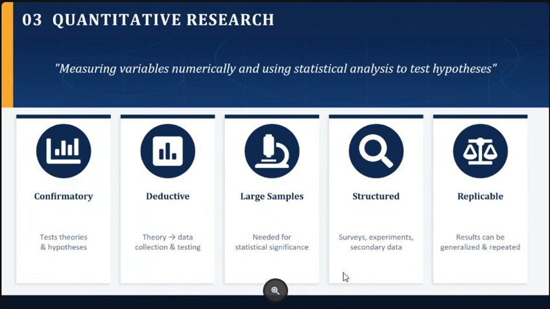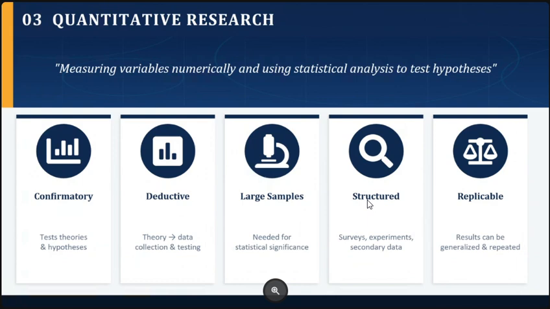So, at first, let's understand quantitative research. Quantitative research is about measuring variables numerically and using statistical analysis to test hypotheses. Now I will explain the main characteristics shown on the slide. So, at first is confirmatory. Quantitative research is confirmatory, which means it is used to test existing theories or hypotheses. For example, a researcher might assume that students who study more get higher grades and then collect data to prove whether this is true or not.